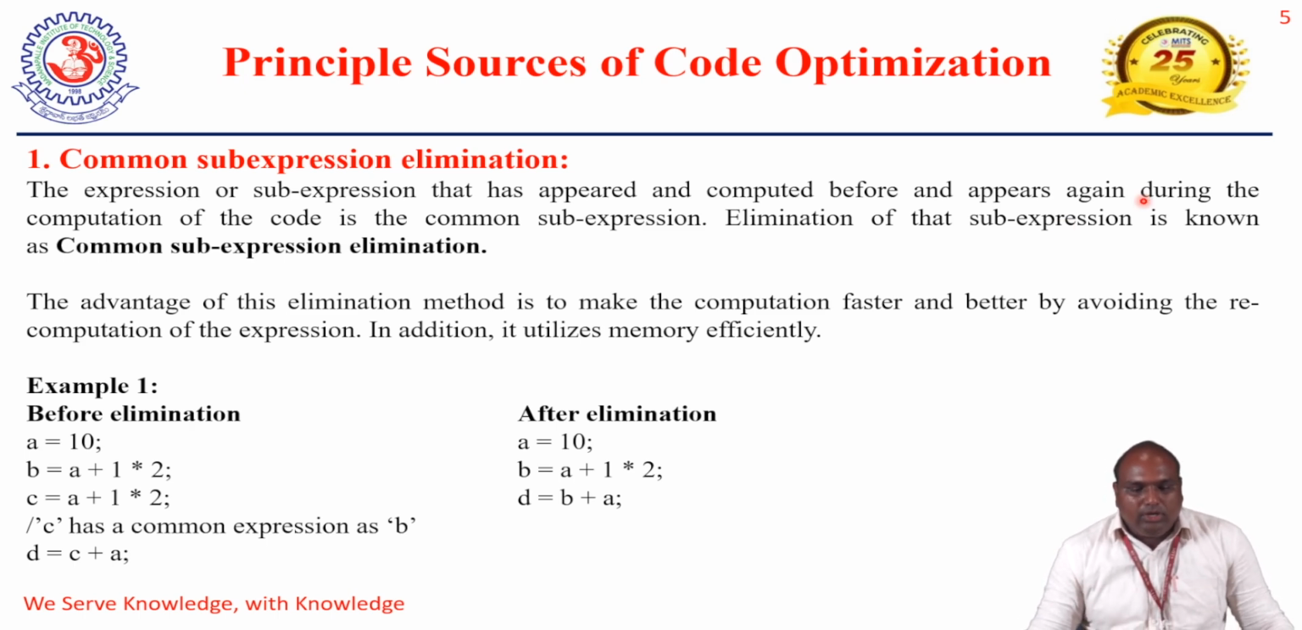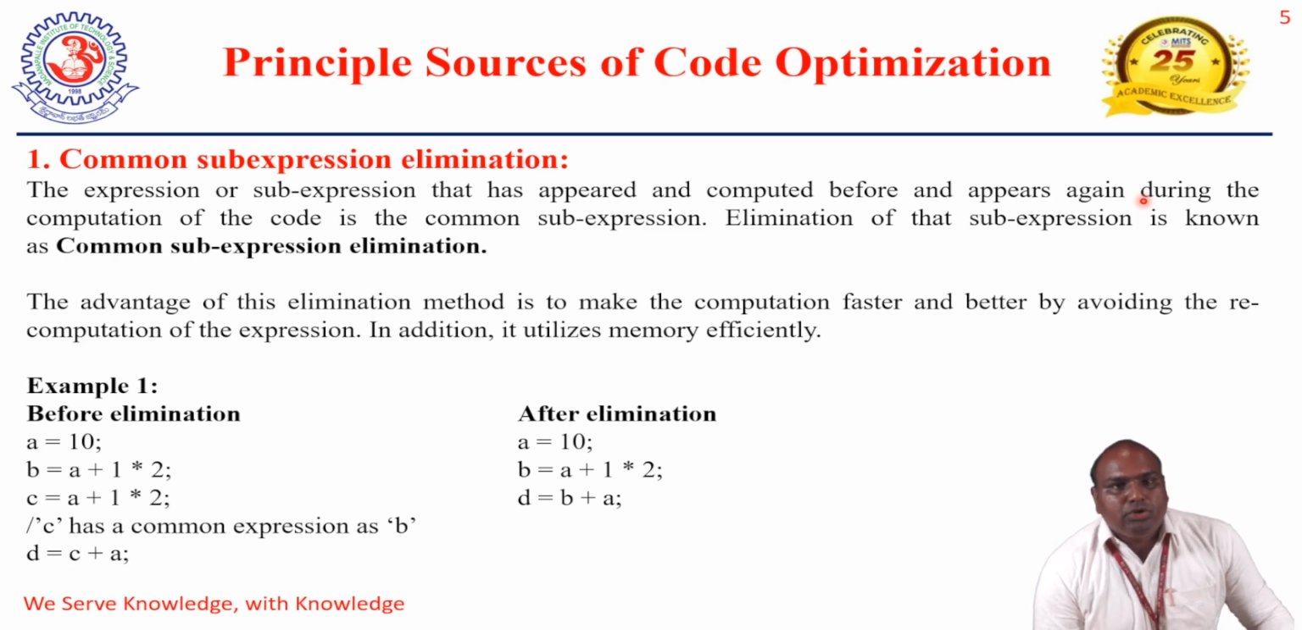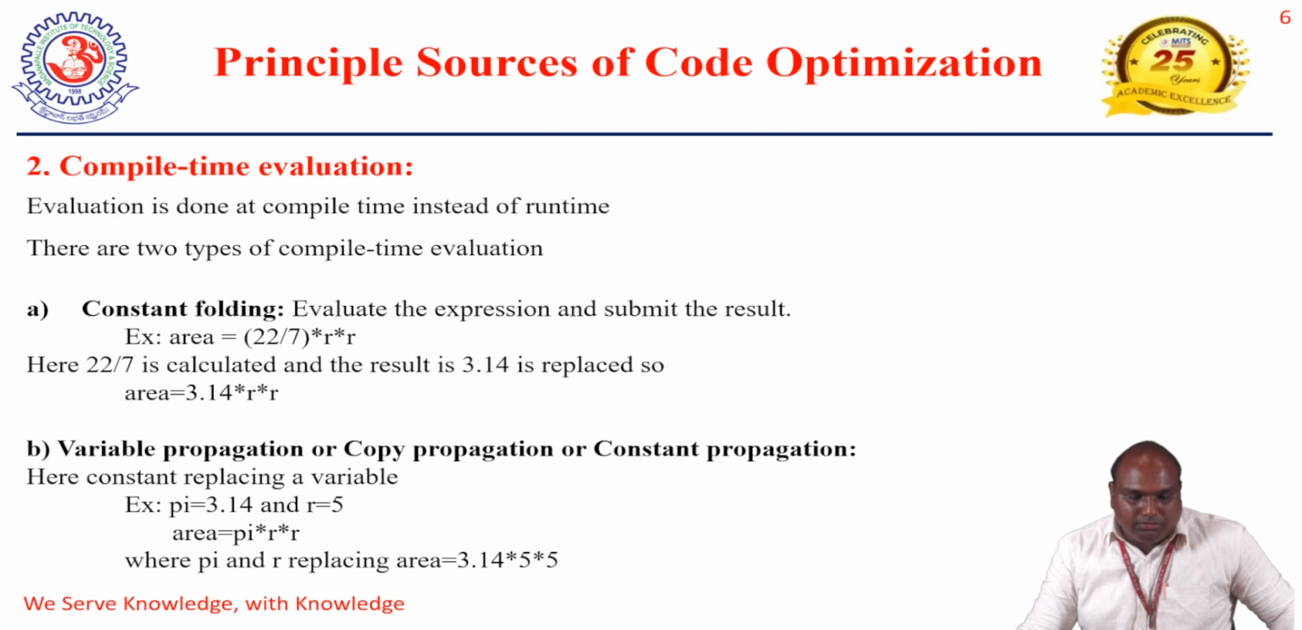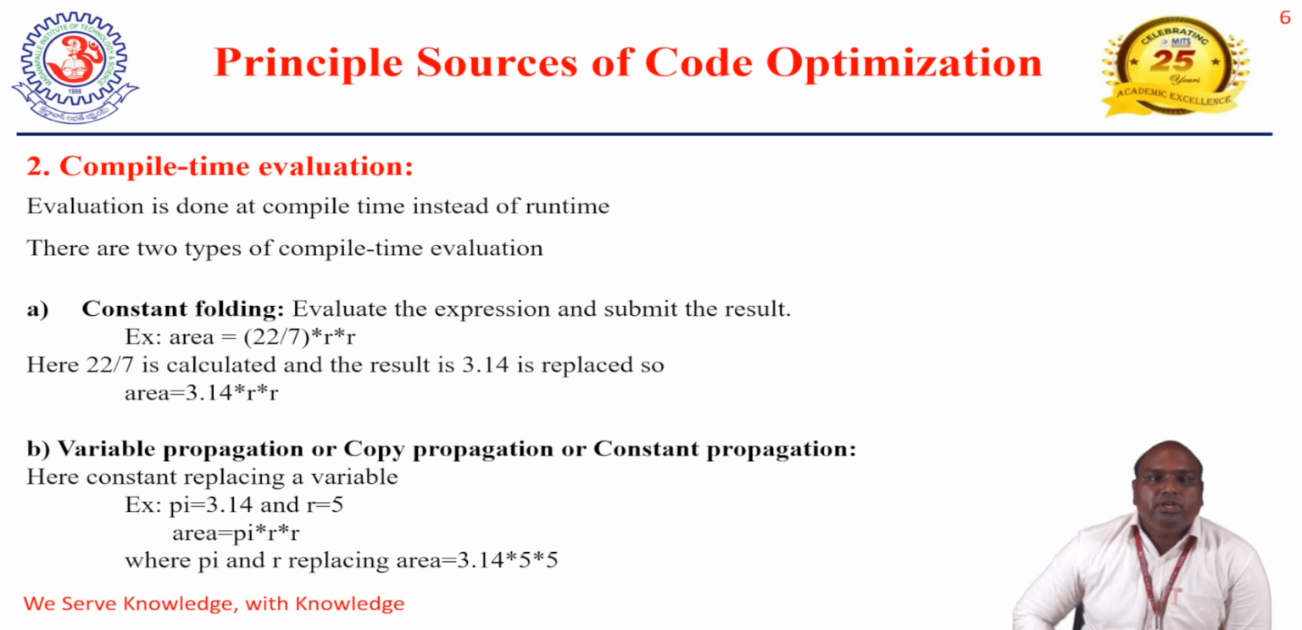Here, if you see the example, before elimination and after elimination: b equal to a plus 1 into 2, and the next one is c equal to a plus 1 into 2. Both expressions are the same, but we are using them 2 times in the code. To remove that, we use common sub-expression elimination, without changing the output of the program.